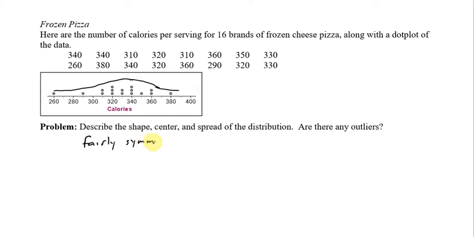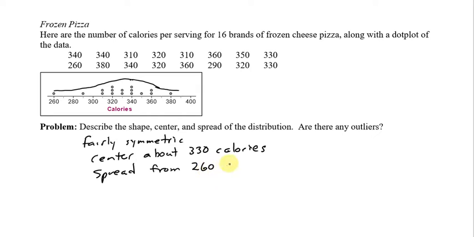It looks like it has a center. If we go up here and look, it looks like the center is right here around 330. So about 330 calories is about the center. And the spread goes from 260 is the low to 380 is the high. That would be our spread. And any outliers, well, we always look at the ends here, and 260 is way off. It's pretty far off there, so 260 may be an outlier. Kind of far away there.